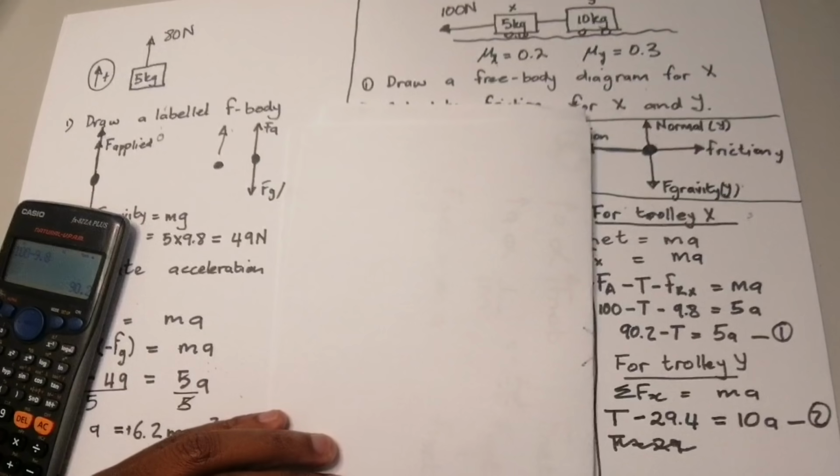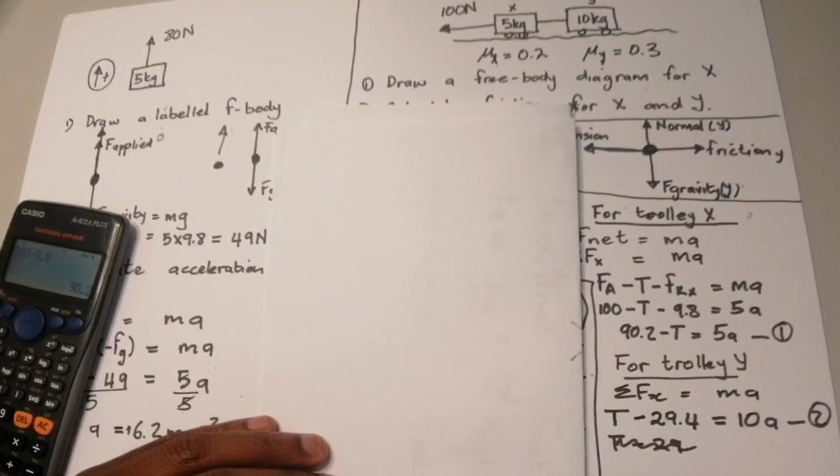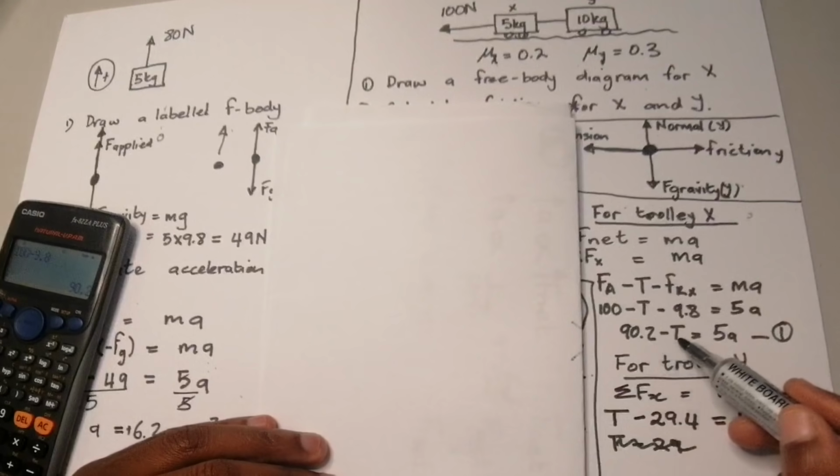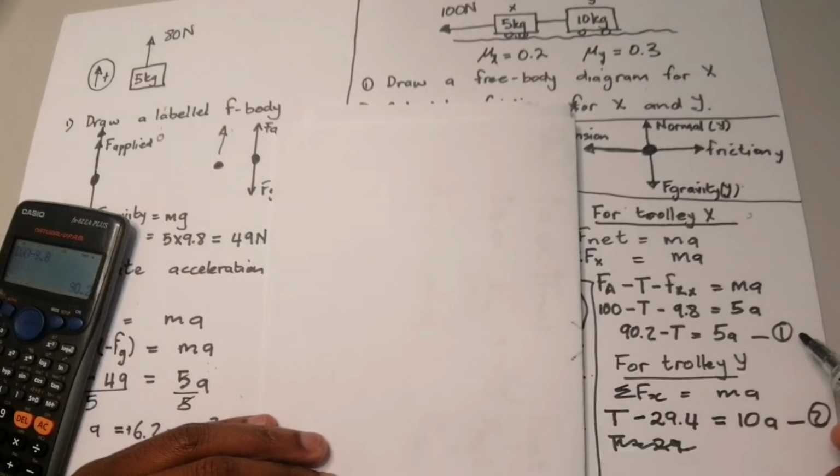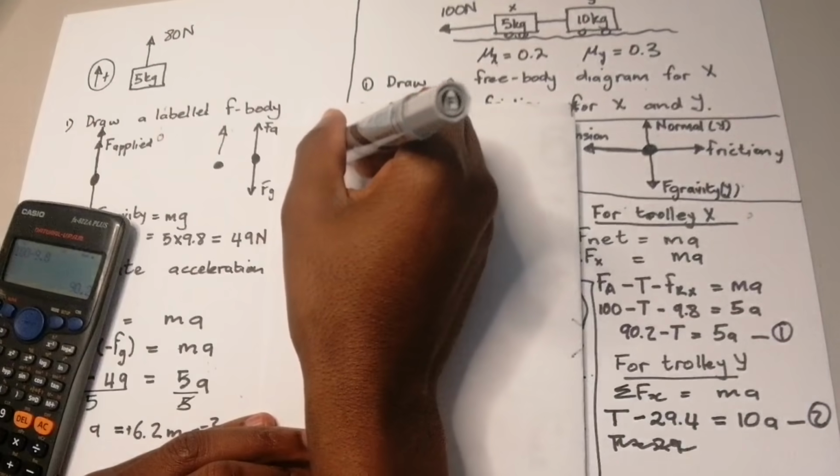I've got those two equations: 90.2 minus T is equal to 5a, which we said is equation 1, and then T minus 29.4 is equal to 10a, which I call equation 2. So now all I'm simply going to do, please watch this carefully.